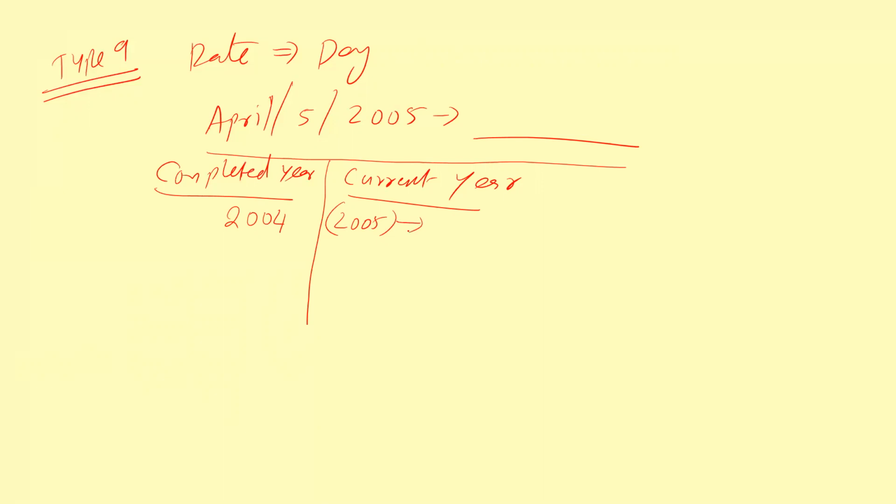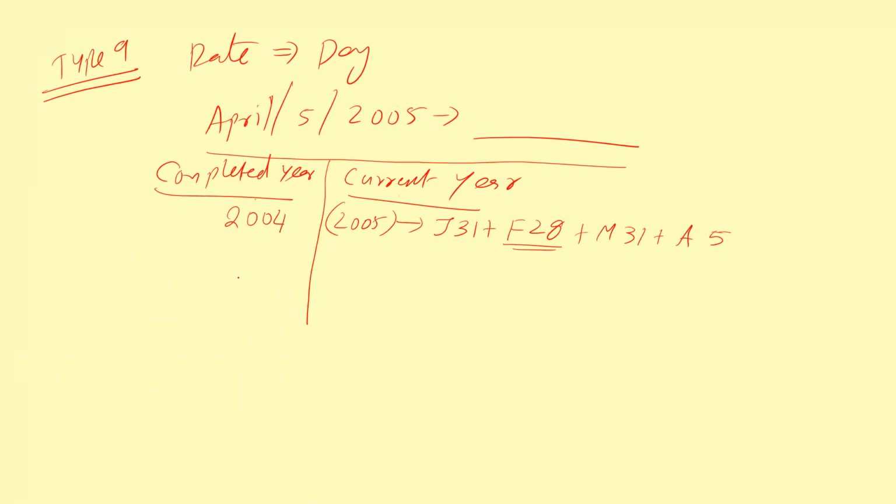In this current year, which months are over? January 31 is over, February 28, because 2005 is an ordinary year, and March 31. And we are going to find April 5. So the first step is to split the given date into completed year and current year: 2004 is completed, 2005 is the current year, in which January 31, February 28, and March 31 are over, and April 5 is what they are asking us to find.